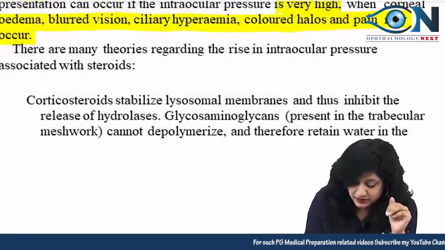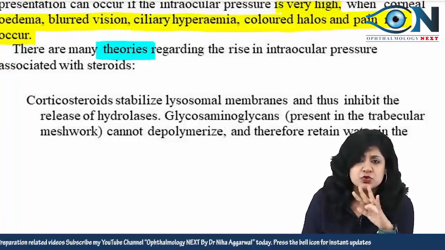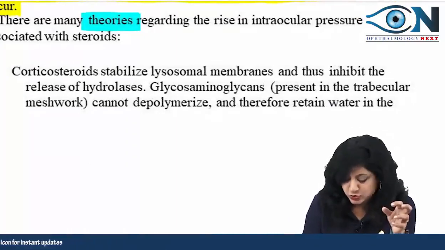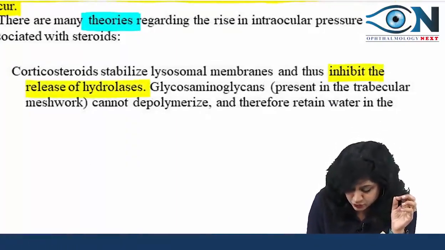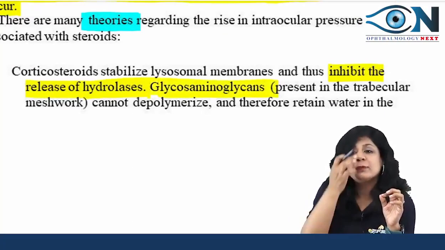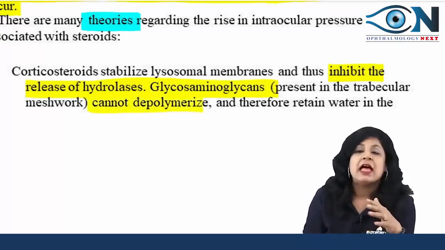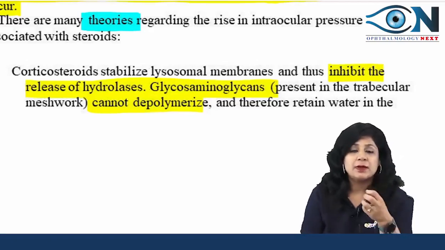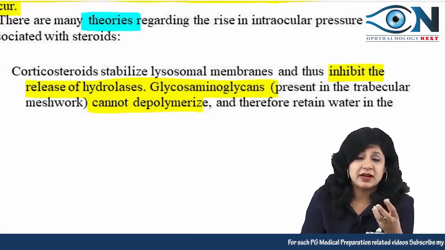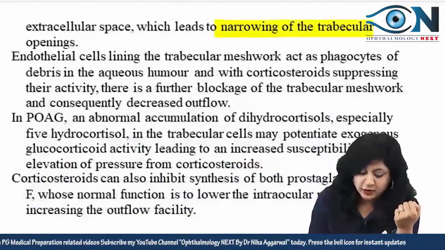Now, an important thing is the various theories that have been given as to why IOP is rising due to steroids. So many theories have been given. First of all, they say that steroids stabilize the lysosomal membranes and inhibit the release of hydrolases. So what is happening? The glycosaminoglycans present in the trabecular meshwork cannot depolymerize, and because the GAGs are not allowed to depolymerize, they absorb more and more water, they retain the water, and therefore there is a narrowing of the trabecular opening.